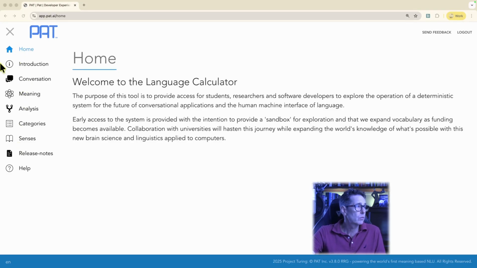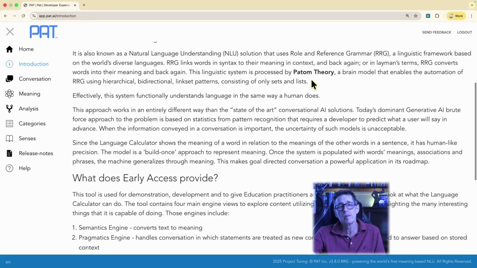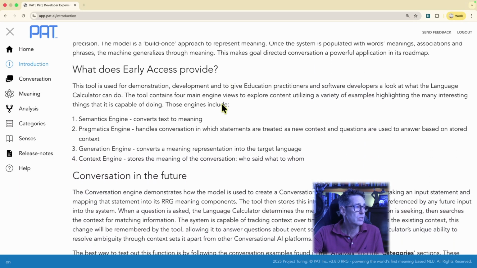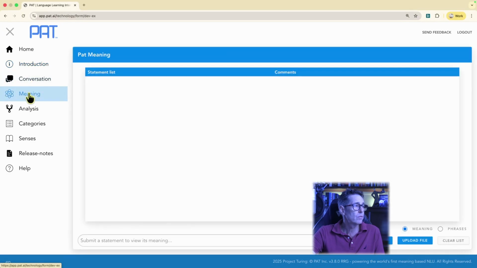You can see that we've got a home screen and an introduction. The home screen is just the welcome to the language calculator. The introduction talks about what it is, about pattern theory and role and reference grammar that drive our architecture and our decision-making process, what you get with early access, and what conversation is going to look like in the future.